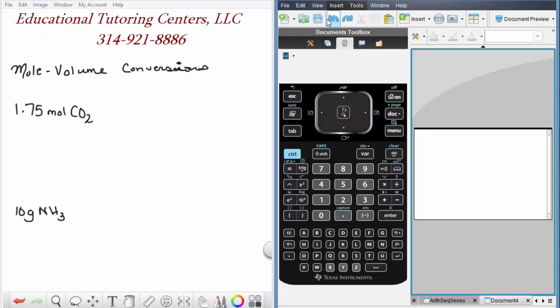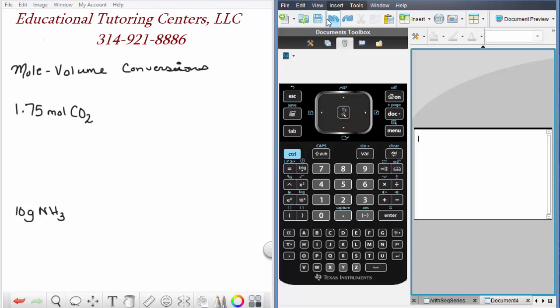Now let's look at this problem. We have two, and this is just a calculation problem. Sometimes you'll see them presented more as lab problems, where you will see a lot more words and scenarios surrounding the actual calculations that need to be done. So let's look at these two problems. The first one is 1.75 moles of carbon dioxide.